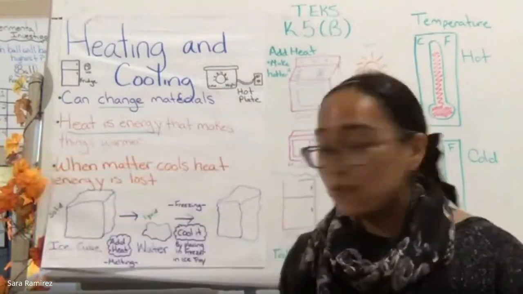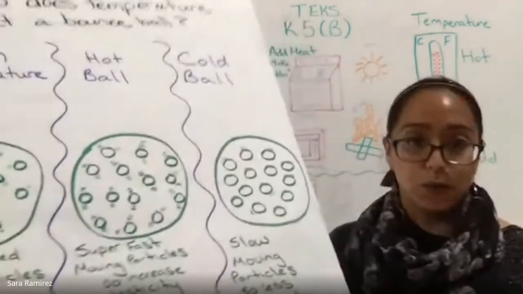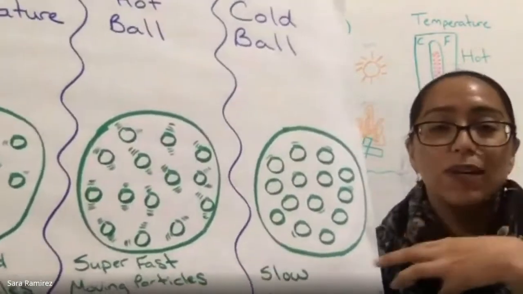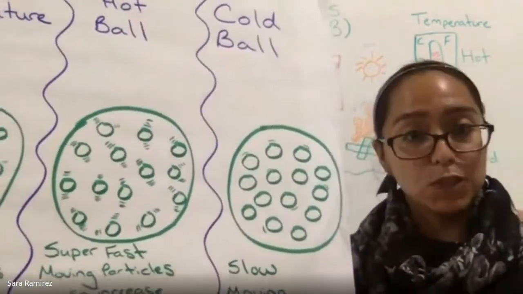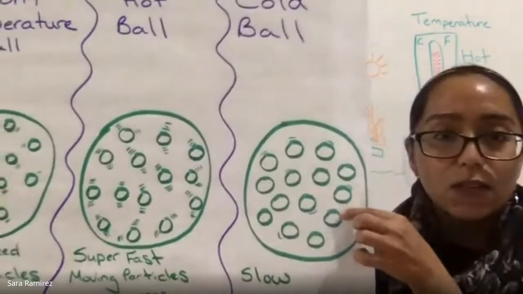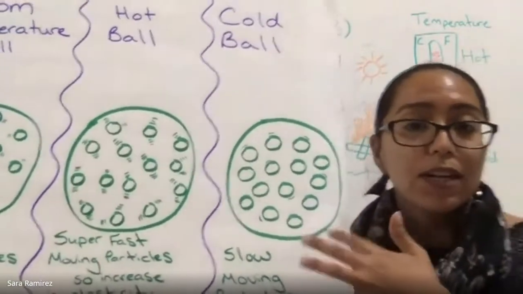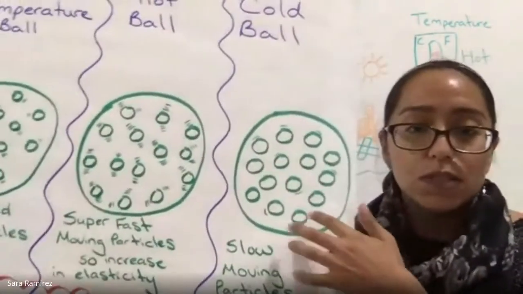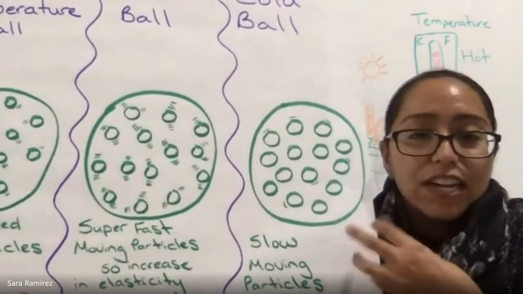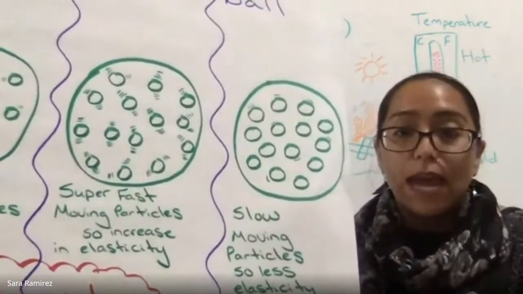So why exactly was that cold ball not able to bounce? Well, it all has to do with particles. All matter is made out of small little particles. So what ends up happening is with temperature, the particles either slow down or they move really fast. So in the case of our cold bouncy ball, the particles that are inside the cold bouncy ball, when I put it in the freezer, they froze. They got really slow moving, and there's not a lot of energy in it. So when I dropped it, it didn't have a lot of energy to bounce back up.